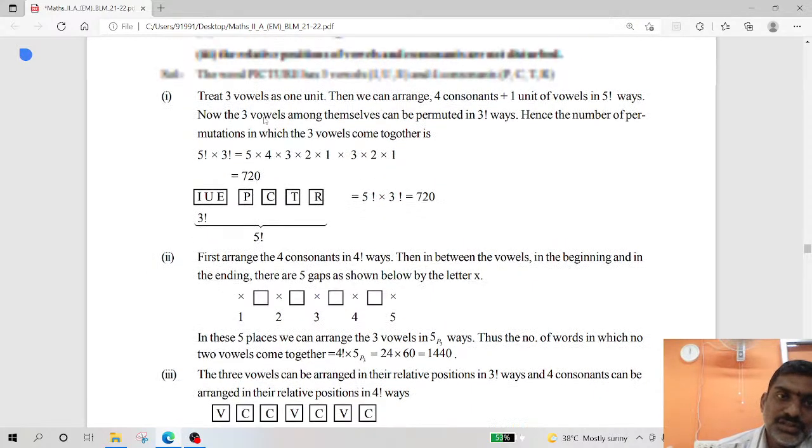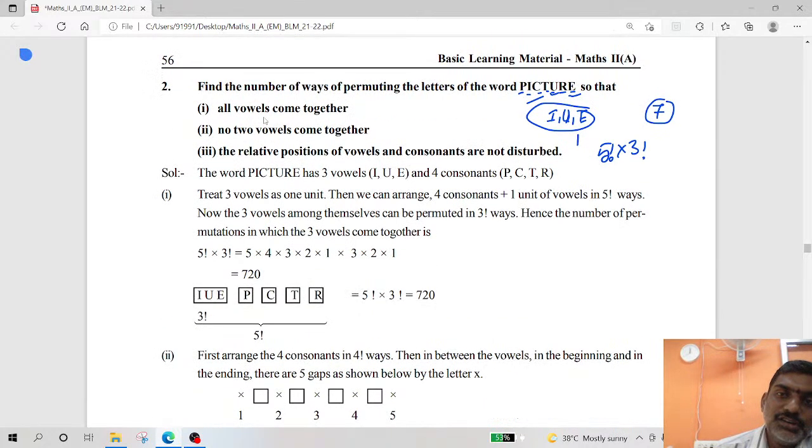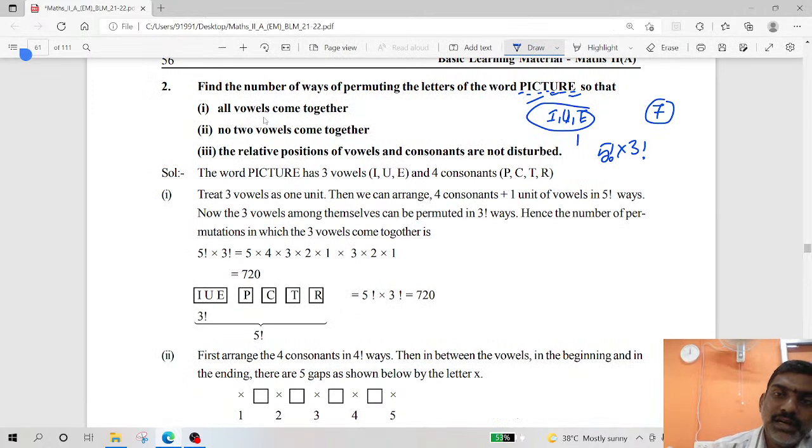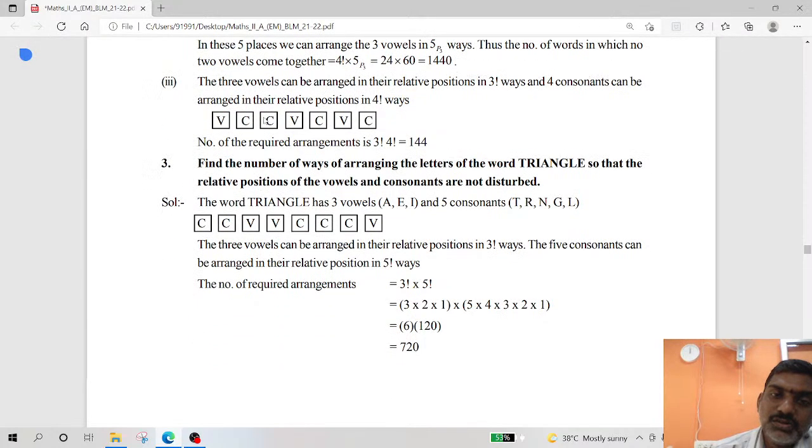Next question is, the relative positions of the vowels and consonants are not disturbed. The relative positions, that means here we have IUE. I is in 2nd place, U is in 4th place, and E is in 7th place. In those places only the vowels have to move. Means in 3 factorial ways they can move, and the remaining consonants also in the same way they can move, that is in 4 factorial ways. So totally 3 factorial times 4 factorial is equal to 144.